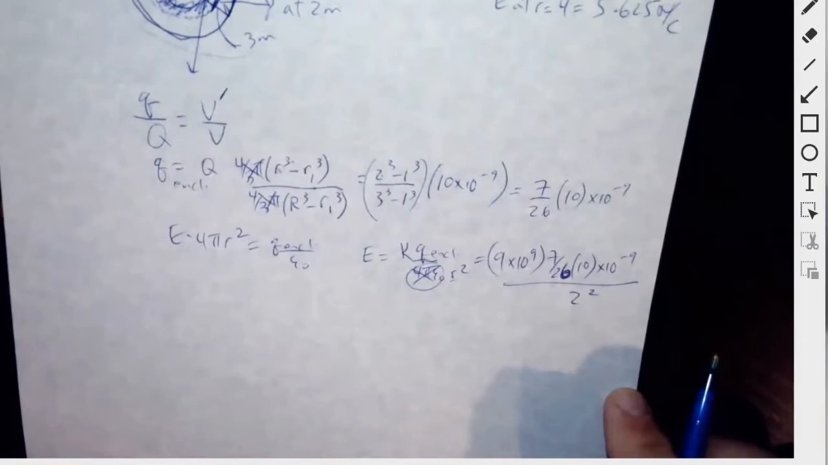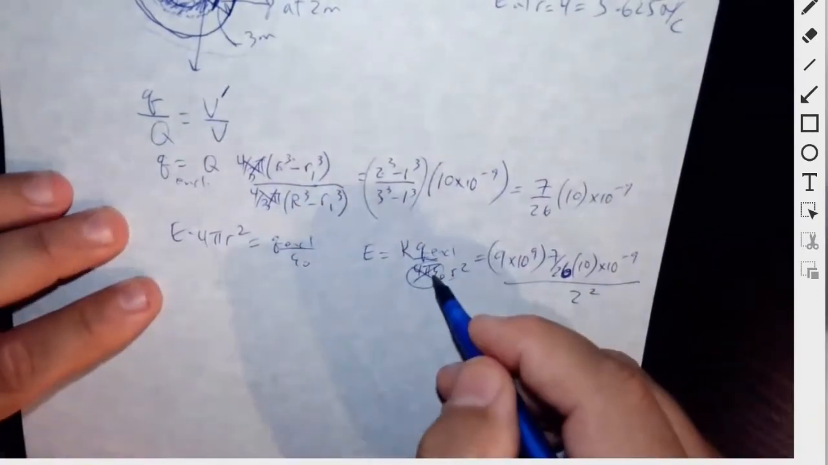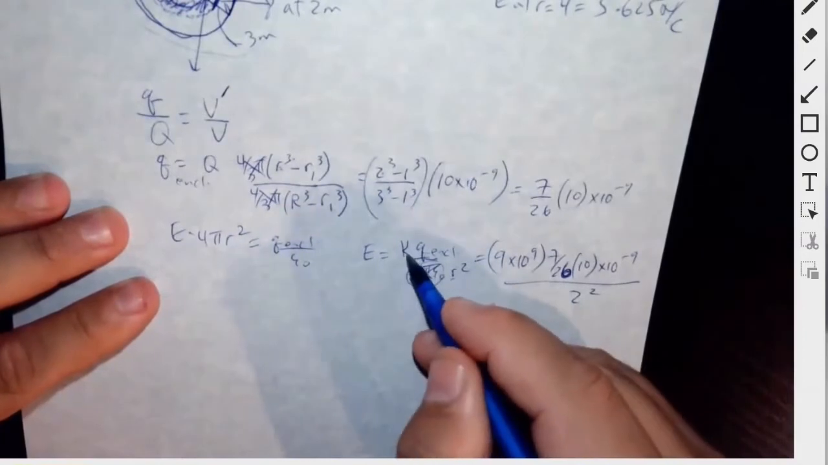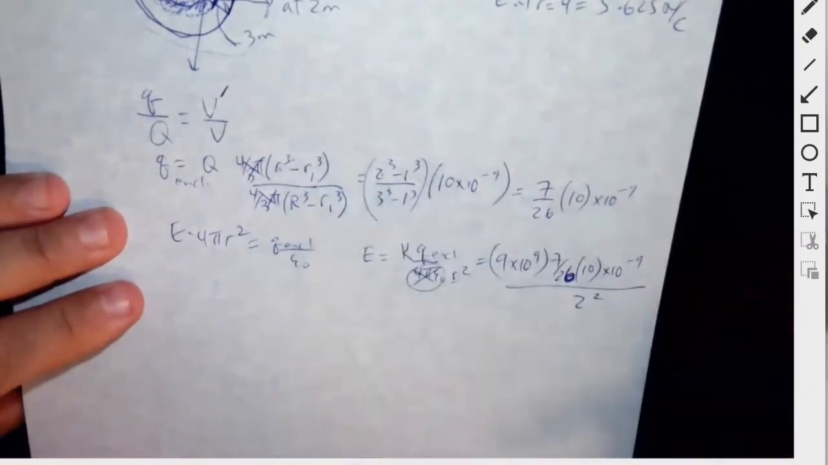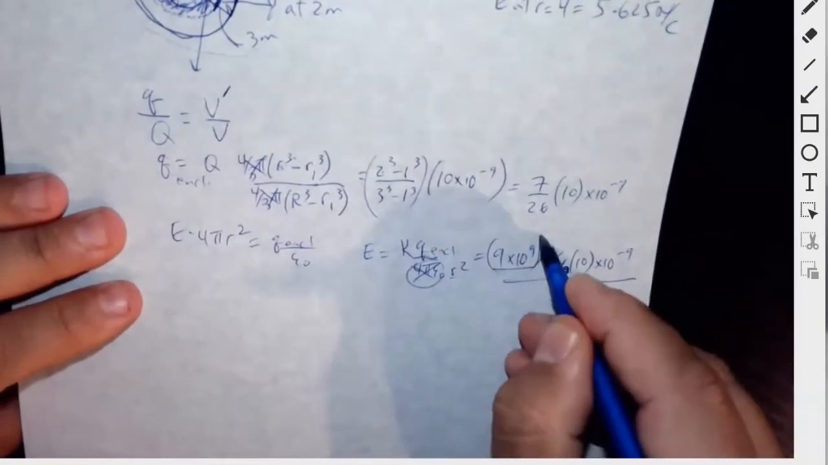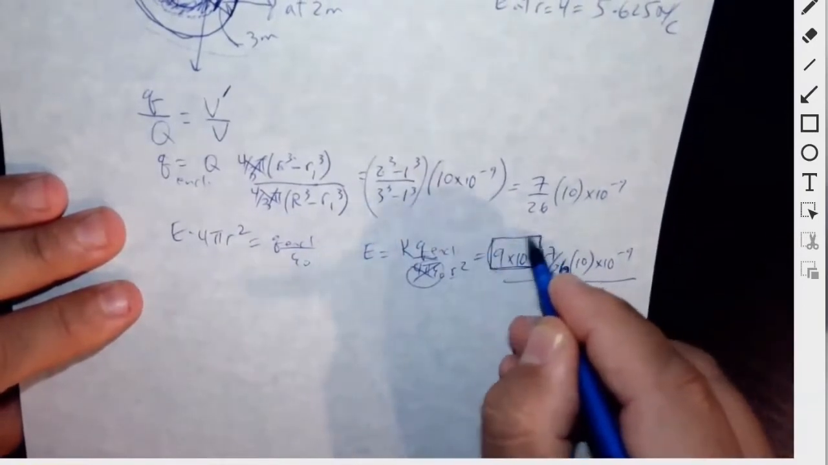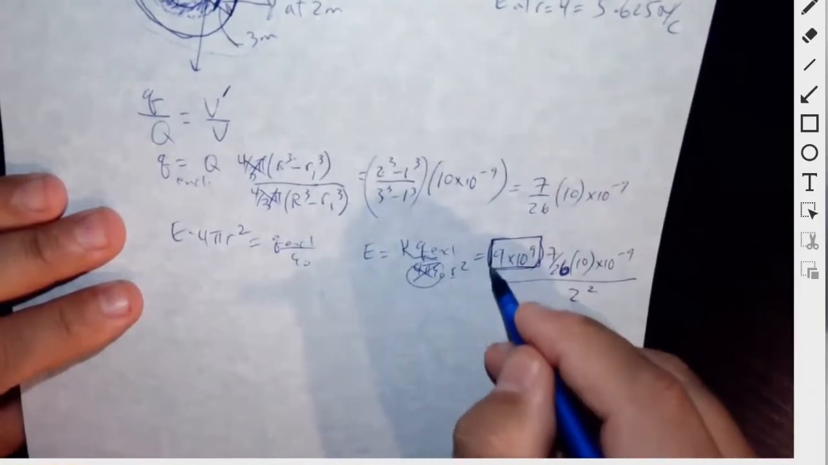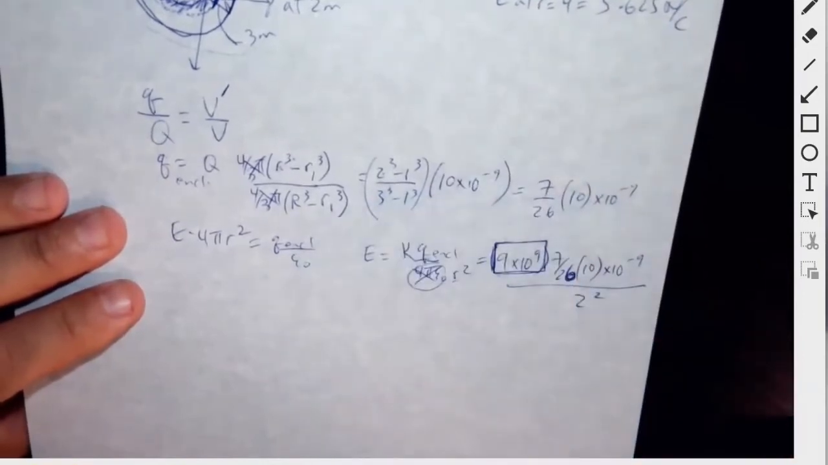Well, why'd you get rid of the 4 pi? How did you do that? The 1 over 4 pi epsilon naught, whenever we see that, we can replace it with Coulomb's constant K. Because Coulomb's constant is less rounded, so I'd rather use the less rounded one. 9 times 10 to the 9th is pretty exact.